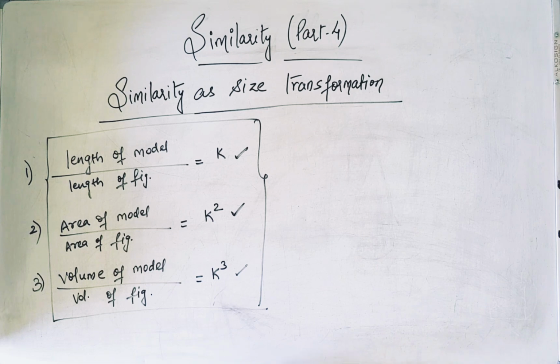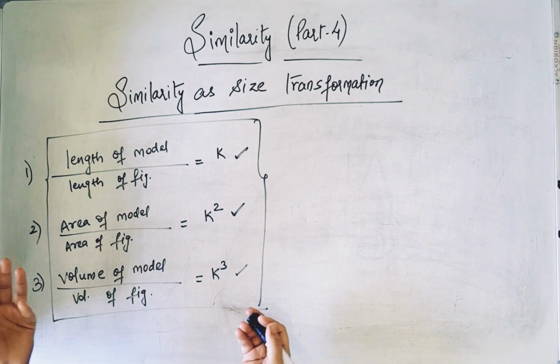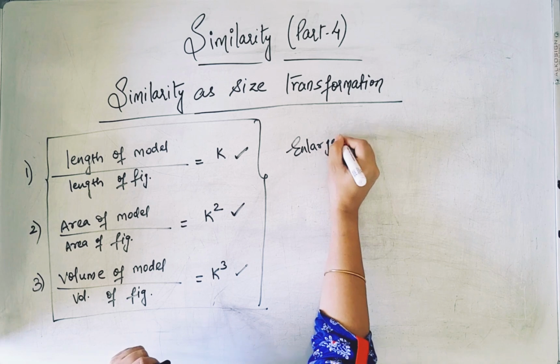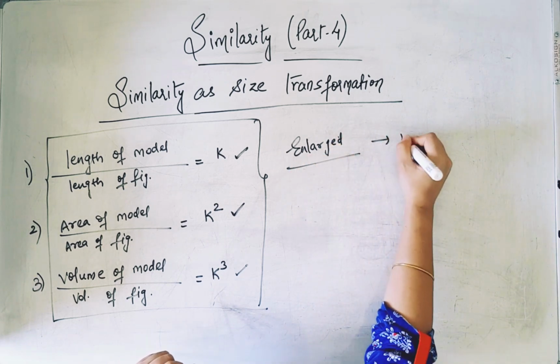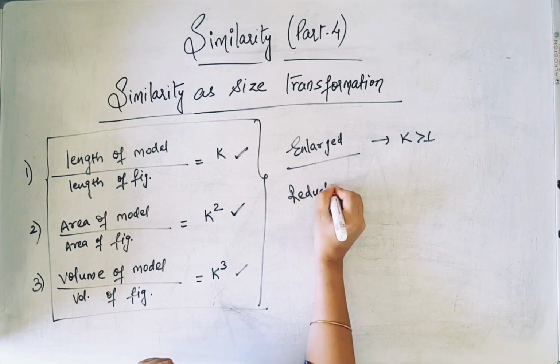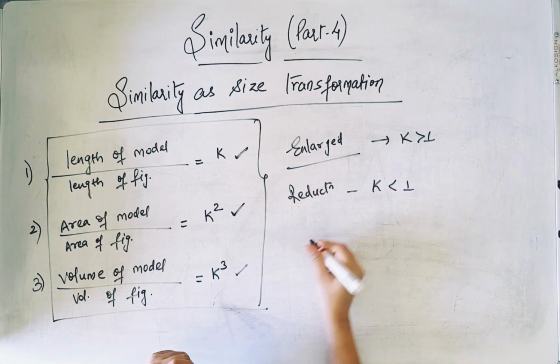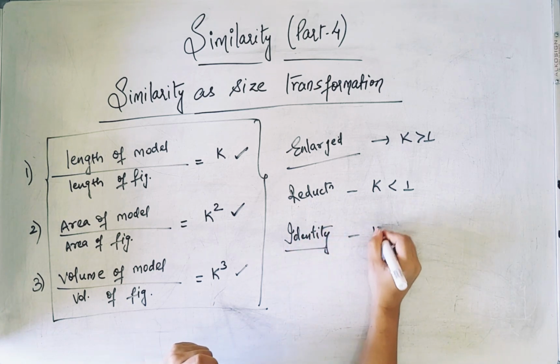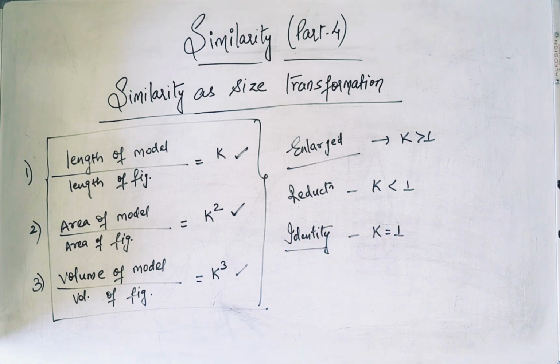We have to only remember one thing, that is what is model and what is the figure. किस में ट्रांसफॉर्म कर रहे हैं, that will be model, and जो exactly है that will be figure. And if it is the case of enlargement, K will be greater than 1. If the transformation is a reduction, K will be smaller than 1. And if the transformation is an identity transformation, in that case K is equal to 1.